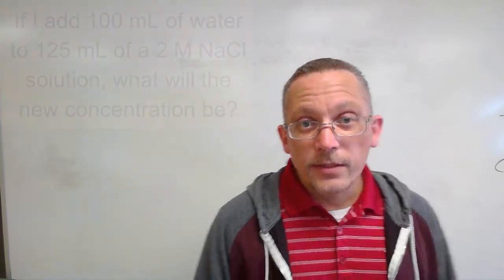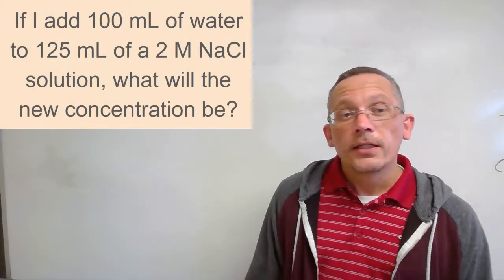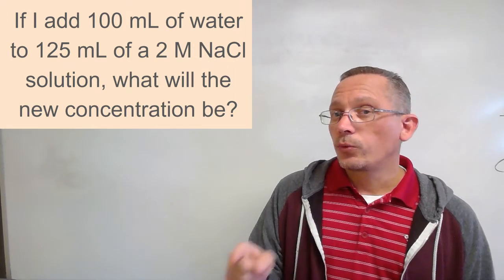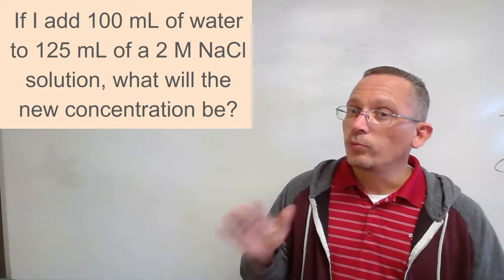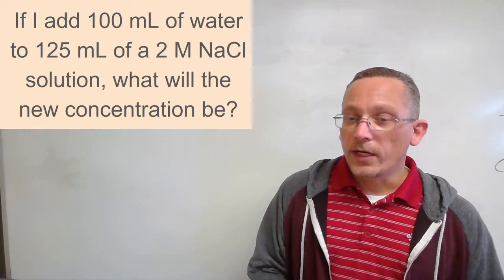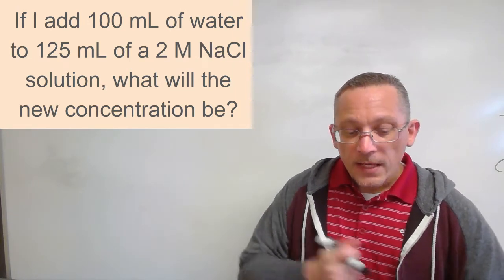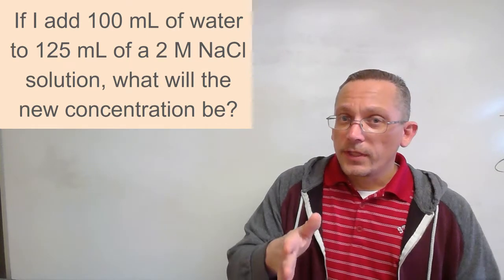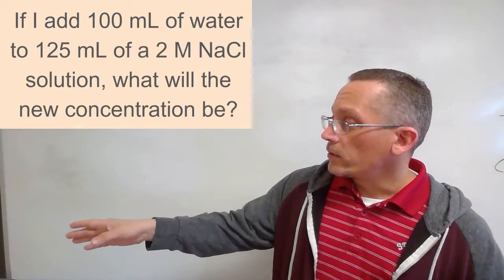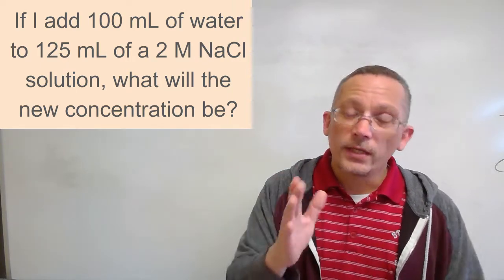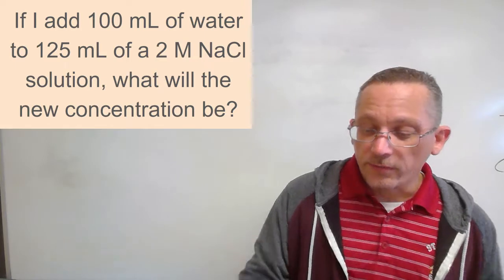Okay, let's look at a second example here, and this is going to be a tricky one. It says, if I add 100 milliliters of water to 125 milliliters of a 2 molar NaCl solution, what will the new concentration be? Now the goal in all of these problems is to start with the number they gave you and go to moles and then go to whatever they asked you to find. So getting to moles first is like the first thing.